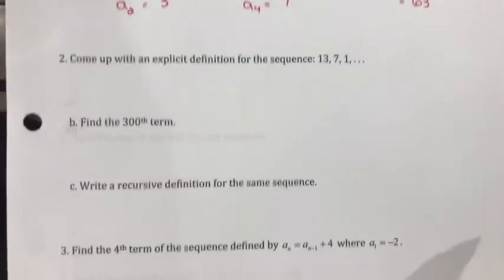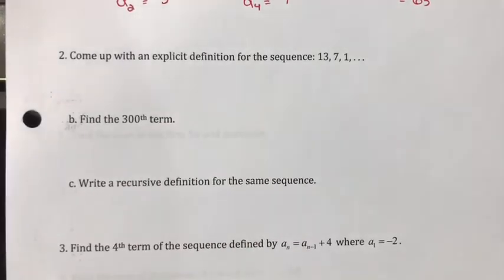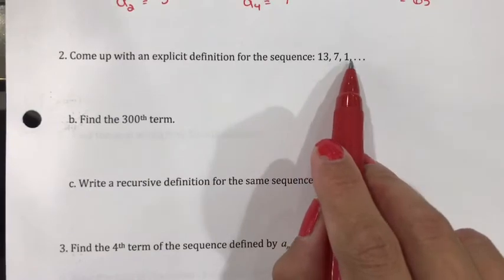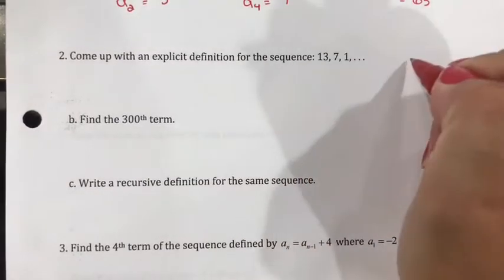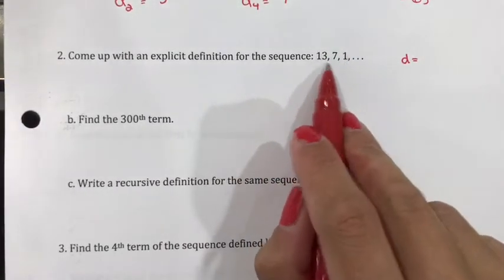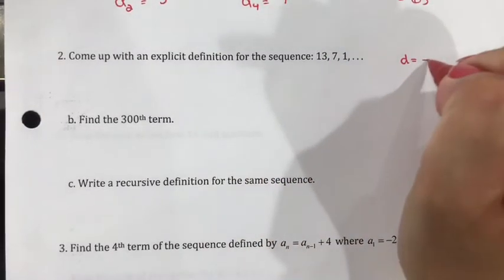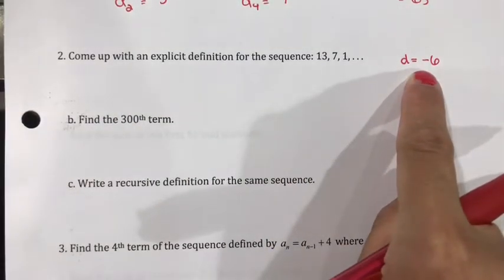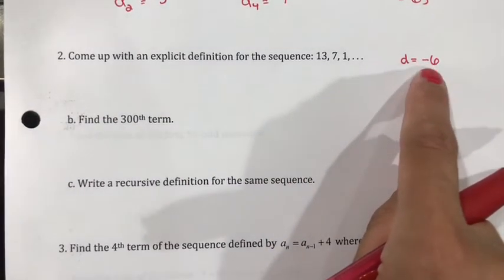All right, let's take a look at the next one. Come up with an explicit definition. So let's see what the pattern is. We've got 13, 7, 1. So what's our common difference? Well, notice that we're going down by 6 each time. So we would say that the common difference is negative 6.